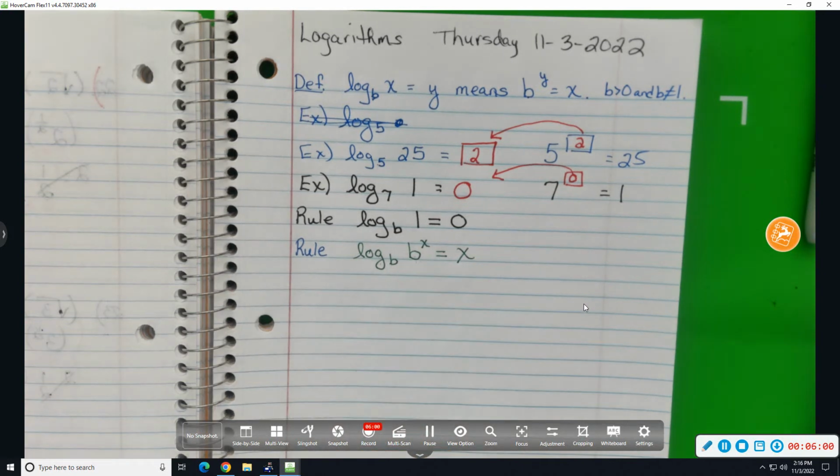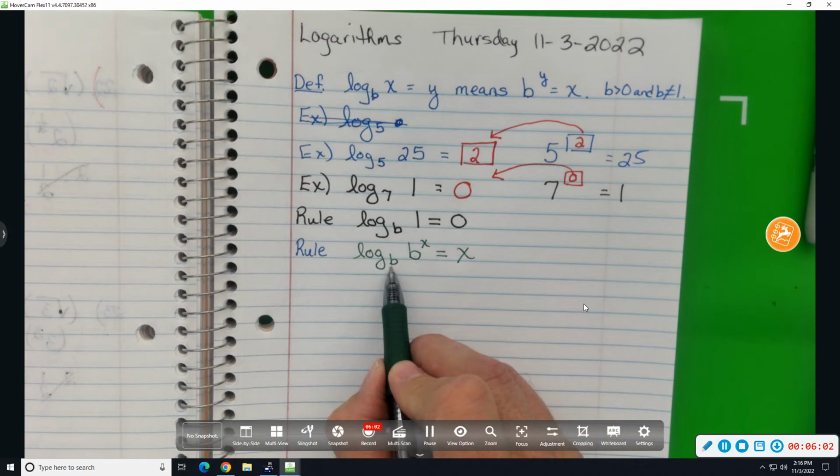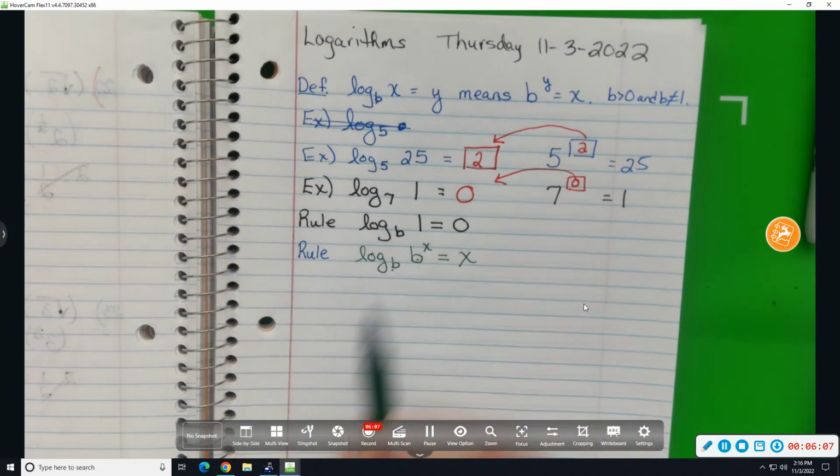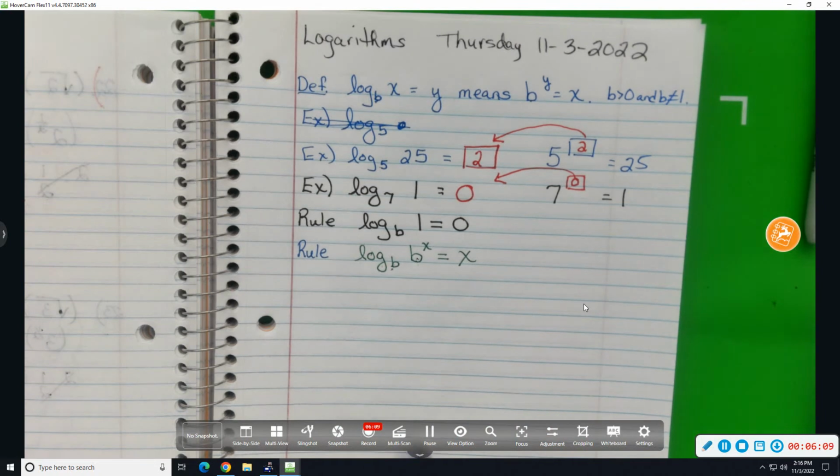When you look at it like this, if you have the small base and the big base, if those are the same thing, they cancel each other out. Okay? If you have the same number here and here, they cancel each other out.